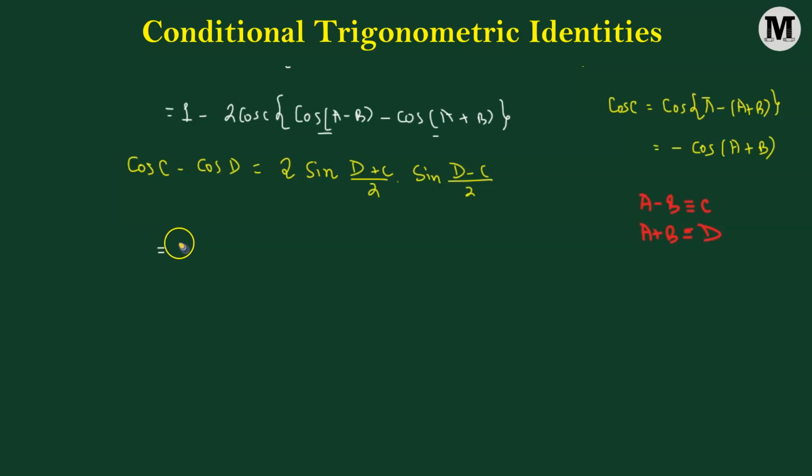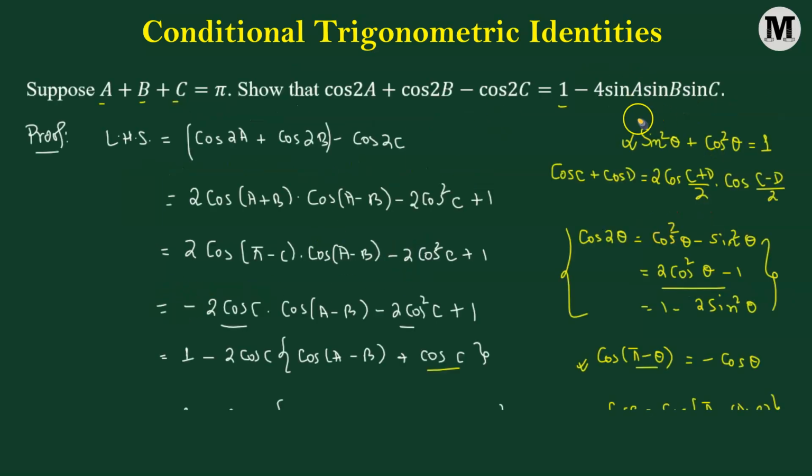So we have now 1 minus 2 times cosine of angle C, which gets multiplied by 2 times sine of (D plus C) over 2. We need D plus C, that means A plus B added to A minus B, which gives us 2A, and dividing by 2 gives us A. Multiplied by sine of (D minus C) over 2: A plus B minus A minus B gives us 2B, and since we have division by 2, we simply get B. Now this is the final result.